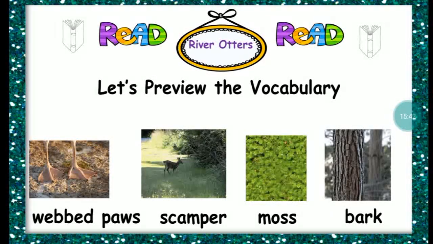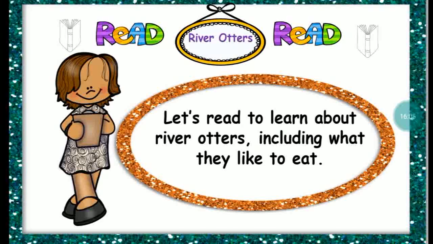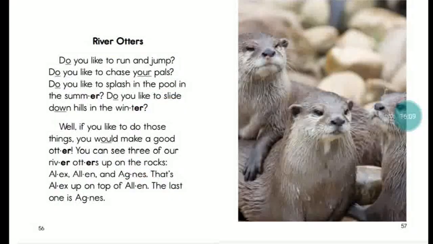Scamper means to hurry or run, or run quickly and playfully. Moss means a small green plant that feels soft to the touch. Now, bark means the outer layer of a tree. Okay, let's read to learn about river otters, including what they like to eat.